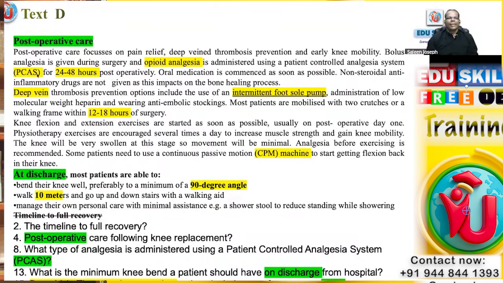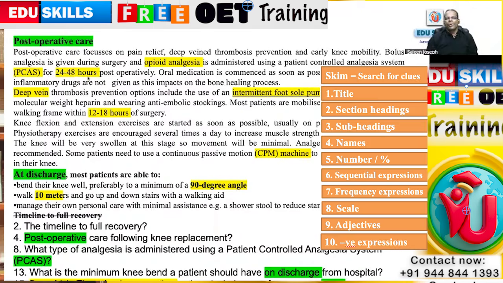Then you have an abbreviation. Then you have numbers, 24 to 48 hours. Duration. Then deep vein thrombosis is a name again, a condition. Intermittent foot sole pump is the name of the equipment. Then again you have 12 to 18 hours, a number. We have the CPM machine. Name, abbreviation, name. So beautiful.